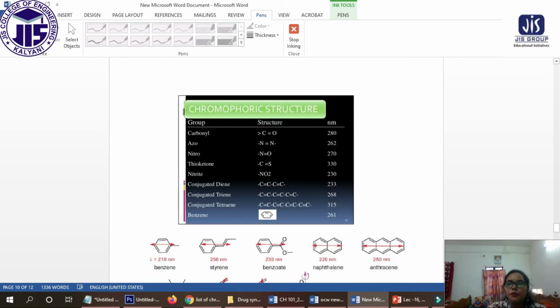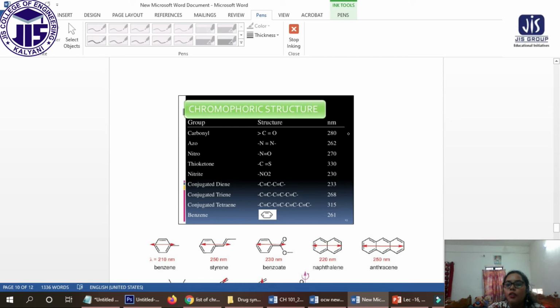These are some of the chromophoric groups that I have given. That is the carbonyl group. We have the azo group. We have the nitro group. The thioketone, C double bond S. Nitrile group. Also we have conjugated diene, conjugated triene, conjugated tetraene. These are all chromophoric groups.